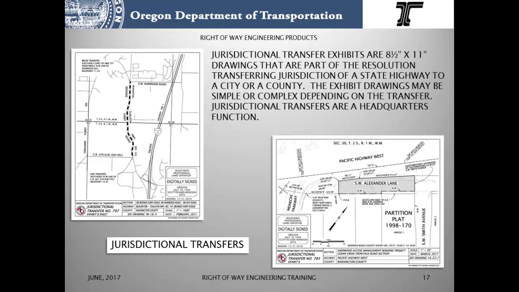Now here we have jurisdictional transfer. These exhibits, 8.5 by 11, are part of the resolution which is transferring jurisdiction of a state highway to a city or a county. The drawings may be simple on the left or complex, say on the right. It depends on the transfer, and this is a headquarters function.